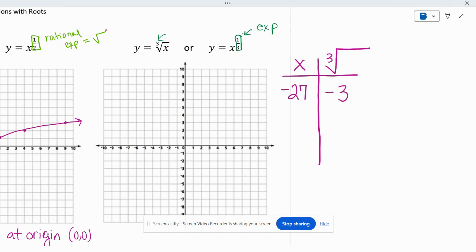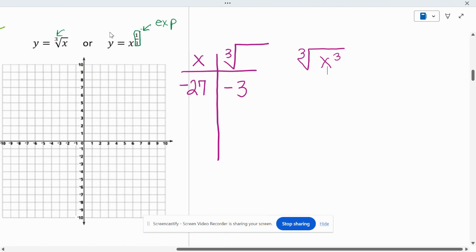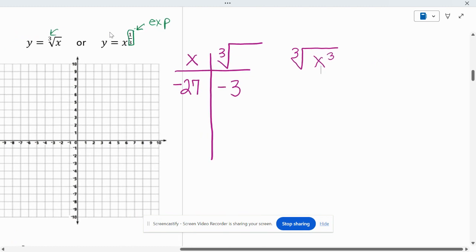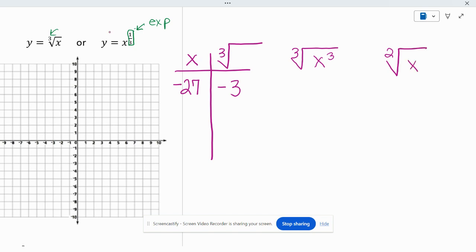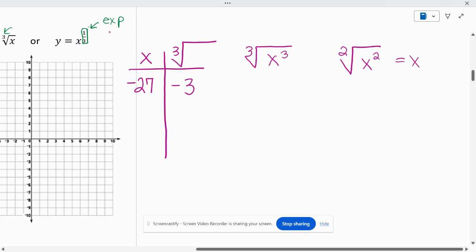Okay, so hang on a second. Let's talk about what a cube root means. If I said, what is the cube root of x cubed? What would you guys tell me? Because some of you guys are making faces. Okay, well, hang on a second. If I said, what is the square root of x squared? What would you tell me? It's x. Okay, hang on. What is the square root of 25?